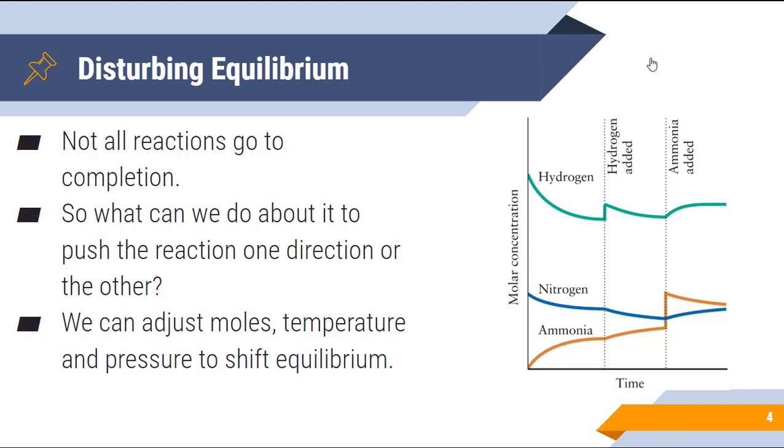When I add hydrogen, notice that the hydrogen immediately gets used up. We add a little bit of hydrogen in there, and then it immediately gets used up. And nitrogen, when that happens, goes down as well. But notice what happens to ammonia. Ammonia increases. So as you can see here, by adding moles or adjusting temperature and pressure, we can shift the equilibrium in a certain direction.